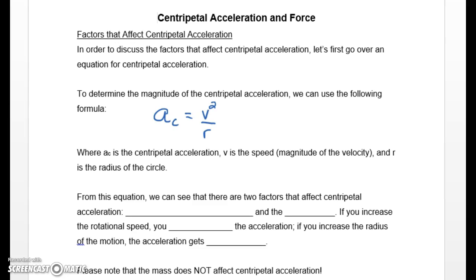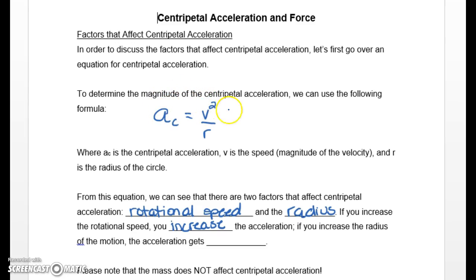From this equation, we can see that there are two factors that affect centripetal acceleration. The first one is the rotational speed, and the other factor is the radius. If you increase the rotational speed, you would increase the acceleration. We know this because when we're working with a fraction, if you increase your numerator, you're increasing the actual value of that fraction. So if you increase your speed, you're increasing your acceleration.